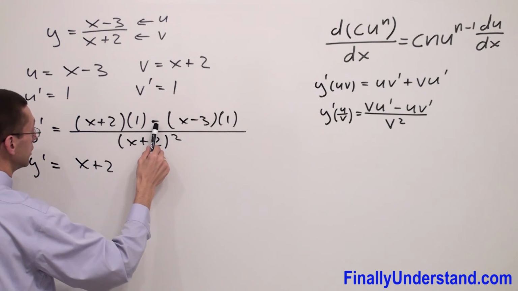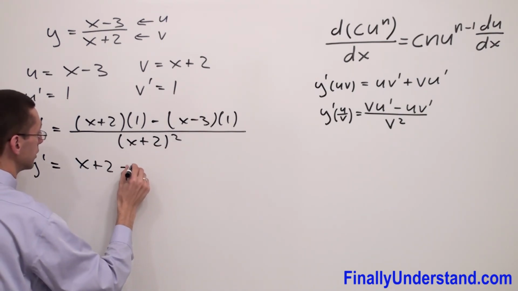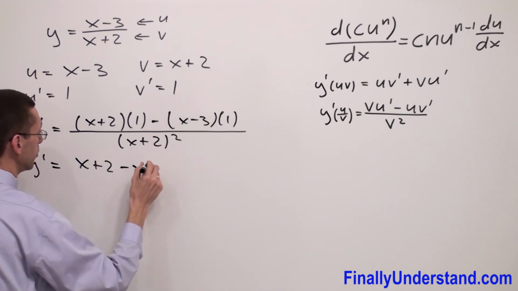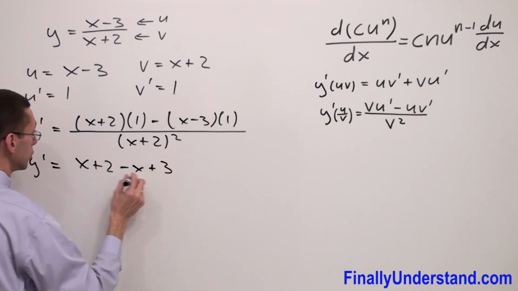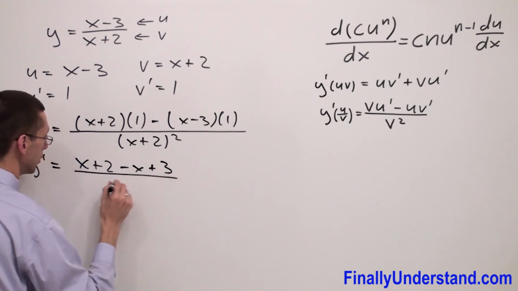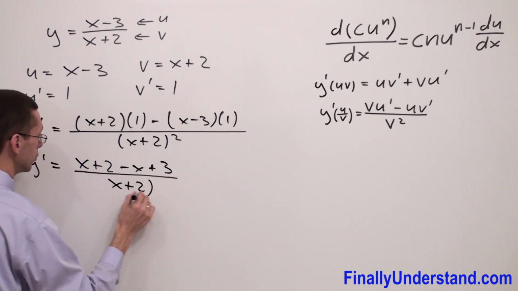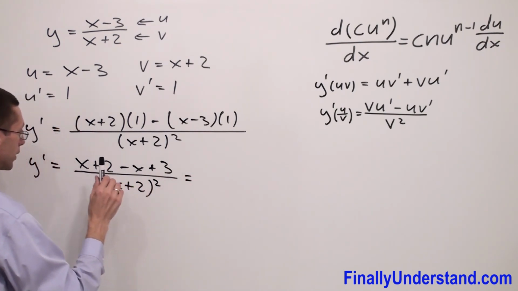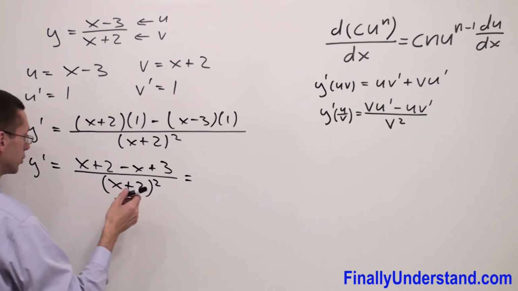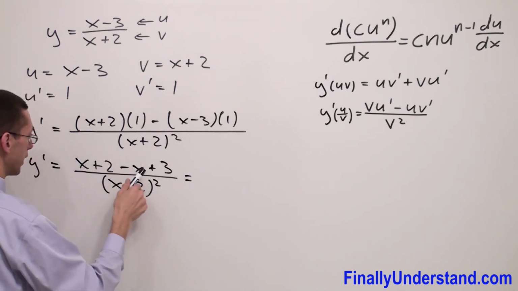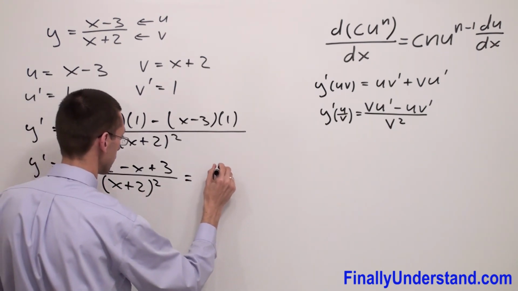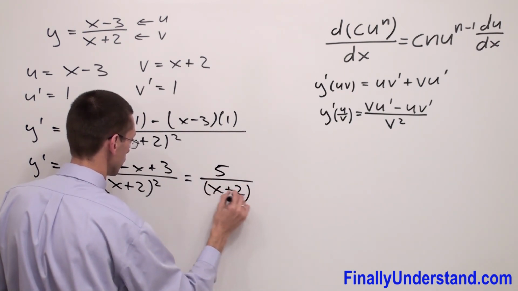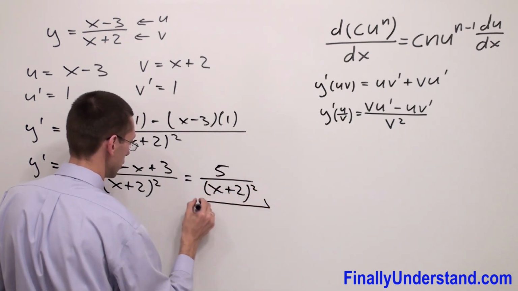So I have negative times x, which is going to give me negative x. Negative times negative will give me positive 3, over x plus 2 to the second power. This is equal to x minus x, which is equal to 0. 2 plus 3 is equal to 5. So I have 5 over x plus 2 to the second power. And this is the solution to my problem.